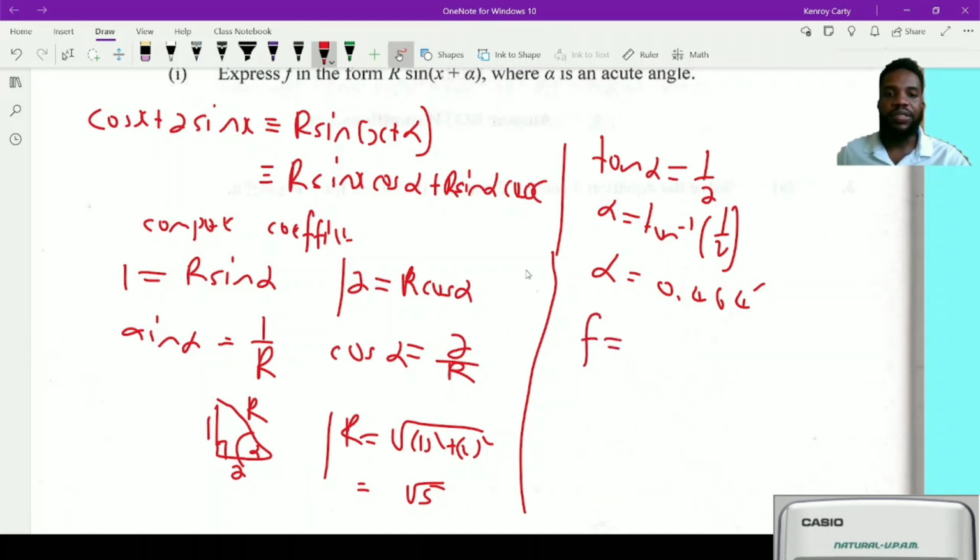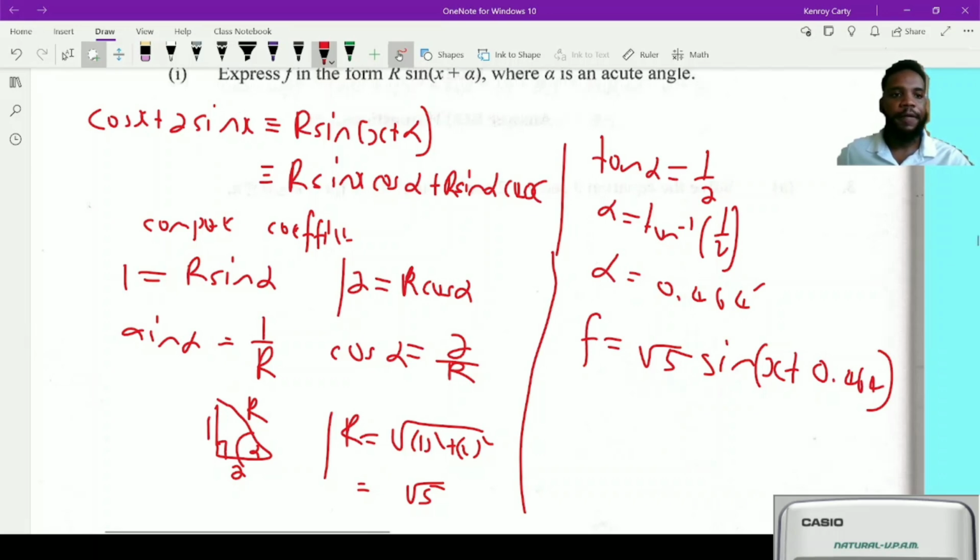So f is now going to be equal to, so we're going to come back to the form. We found r, which is root 5, so I'm going to have root 5 sine of x plus alpha, which is 0.464. So you actually have the function in the form that you wanted. This is the form that we wanted. Right, scroll down and see what they have in store for us.